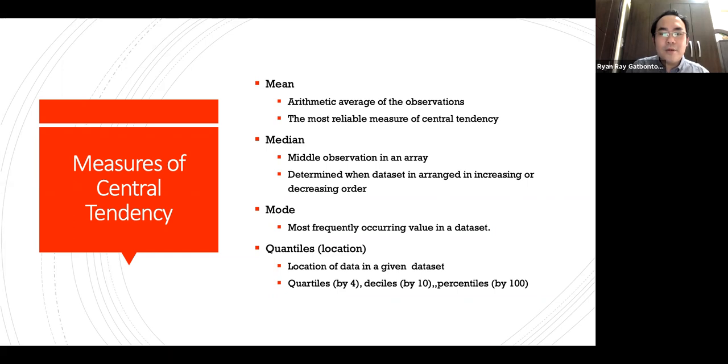When we talk of the quartile, it refers to the cutting of your data set into 4 cut points. When we talk of the deciles, this refers to the cutting of your data set into 10 cut points, while the percentile is determined by cutting your data set into 100 cut points.